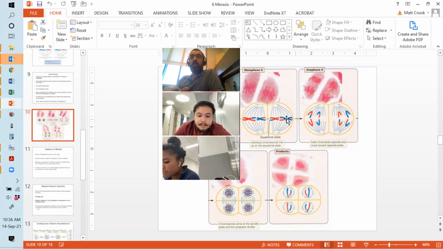Now, if there were 4 lined up here, that would be metaphase of mitosis. If there were 4 lined up like so, that would be metaphase 1 of meiosis 1. So even though metaphase 2 and metaphase of mitosis are largely analogous, they are not the same, because their number of chromosomes is different.